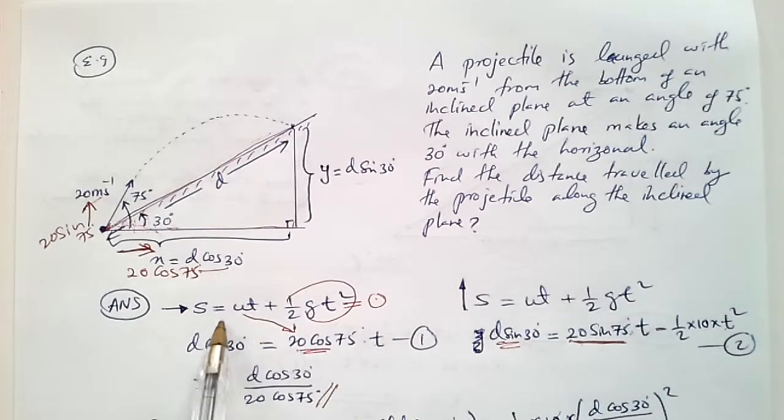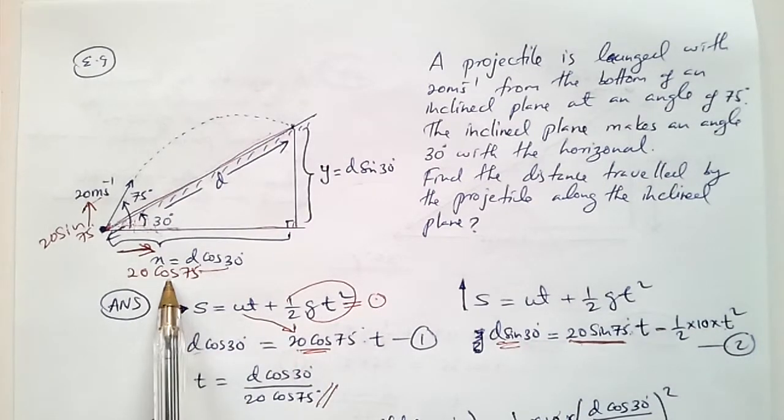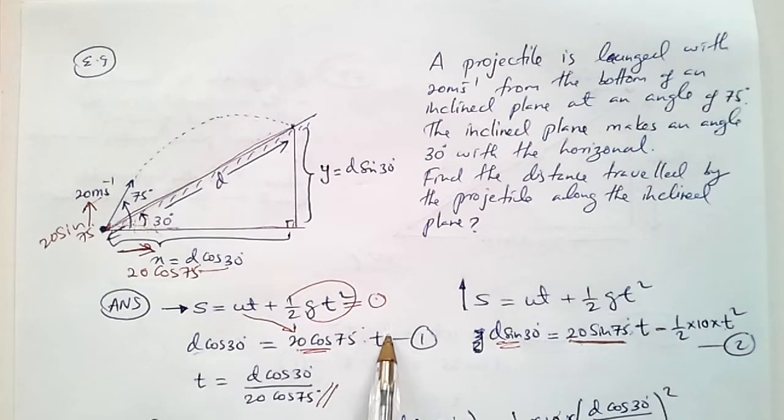So using this equation, the distance traveled along the x direction is d cos 30 degrees, which is equal to the horizontal velocity, 20 cos 75, into time. So from here I can find the value for time.